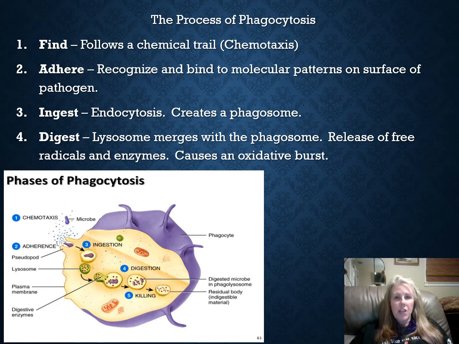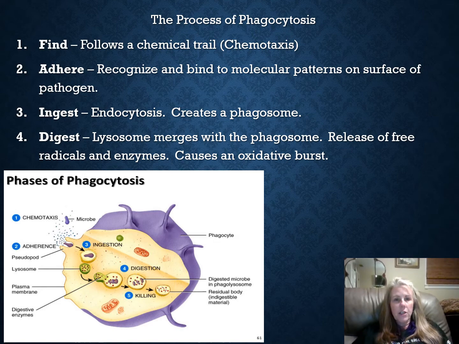Okay, then it has to ingest. It has to move that cell from outside the macrophage to inside the macrophage. We call that ingest, and the process by which that happens is endocytosis. You guys have already learned about the process of endocytosis, so take a look at the picture up on the screen, which will help you remember that process. That bacteria is going to be moved in and wrapped in a vesicle. However, we now call it the phagosome.